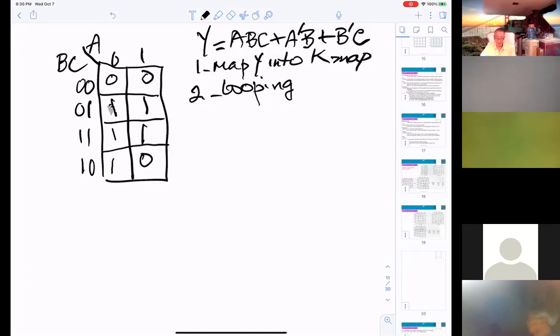And the rule is you can loop them if they are neighbors, adjacent. I give you an example. This one and this one are neighbors. They get only one line right here.